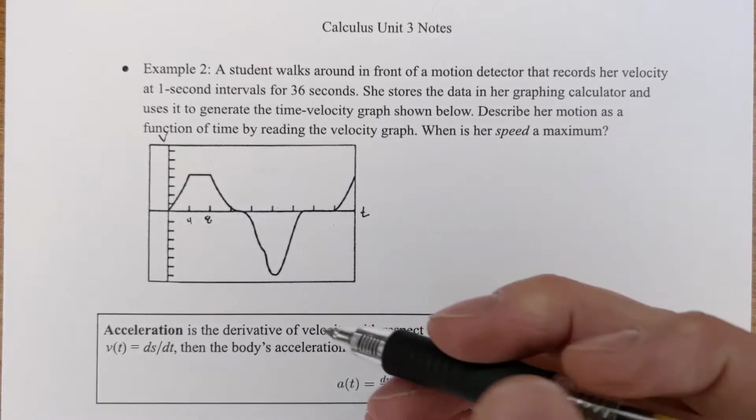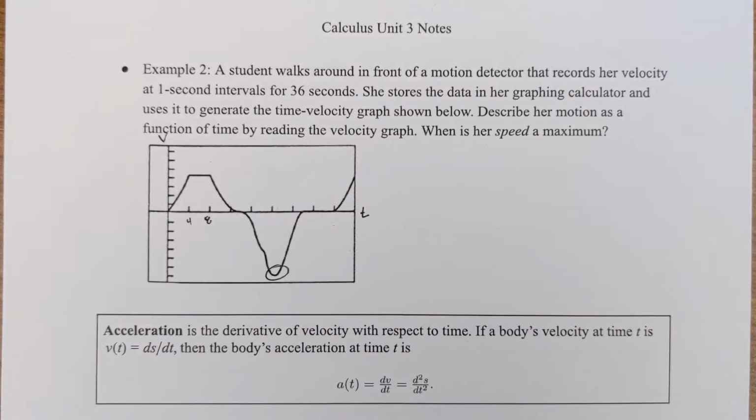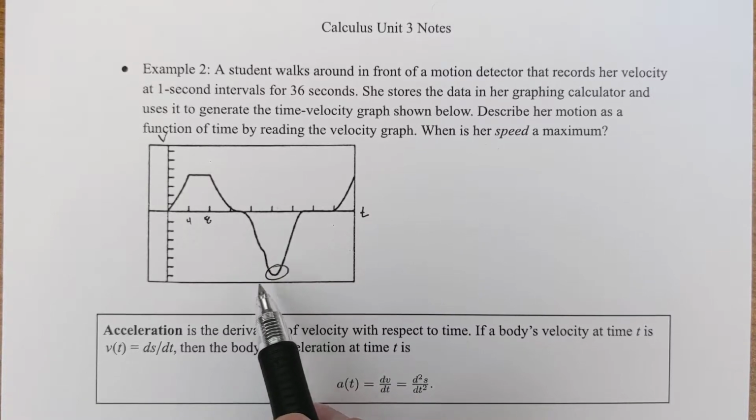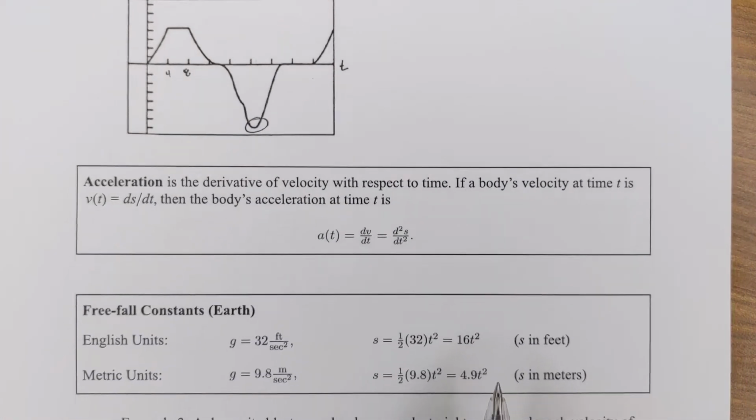Where's her speed maximum? Right there. Even though it's a negative number, its absolute value is the largest absolute value. Speed is measured by absolute value.